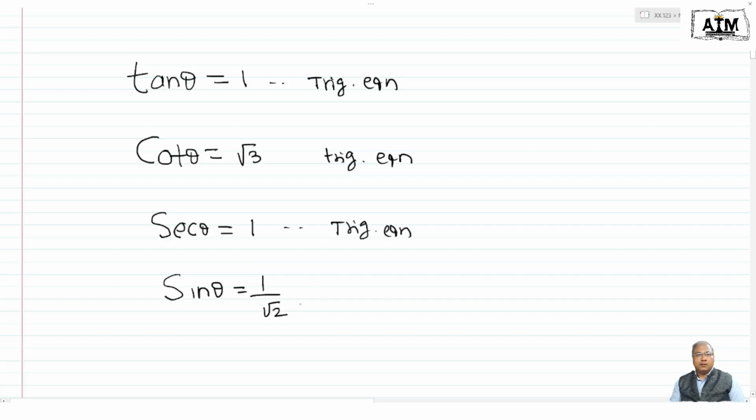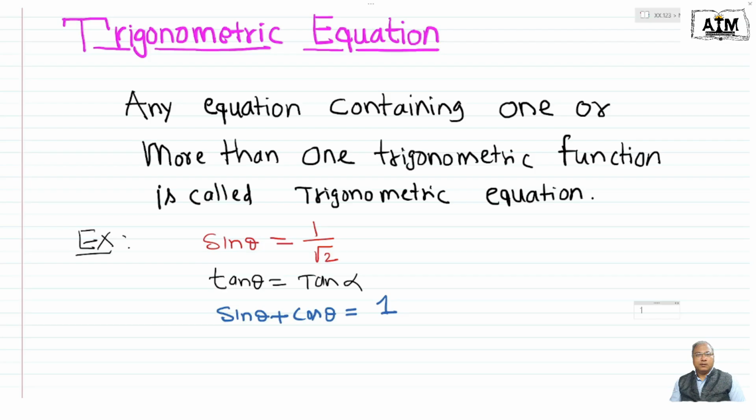So what is a trigonometric equation? Any equation containing one or more than one trigonometric function. For example, in example 1, only one trigonometric function is there. Whereas in example number 2, two trigonometric functions are involved. In the third example, even two trigonometric functions are involved. So any equation containing one or more than one trigonometric function is called a trigonometric equation. All these three are trigonometric equations.